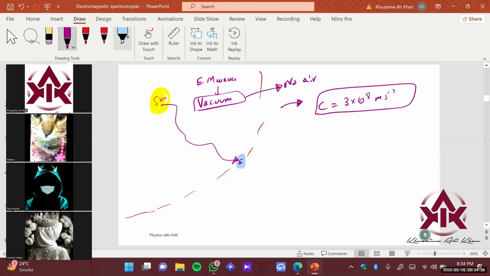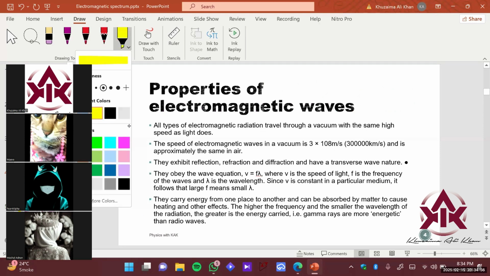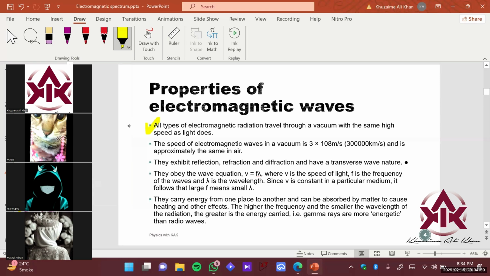Okay, so let's say if I talk about inside Earth, all the EM waves travel again at the speed of light, that is 3 exponent 8 meters per second, right? So this is one of the first properties which you will learn and should start learning ASAP, that all types of electromagnetic waves travel through vacuum with the same high speed as light does, right? So light is basically again a part of EM waves.